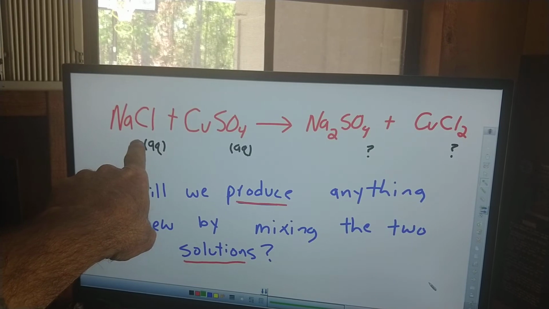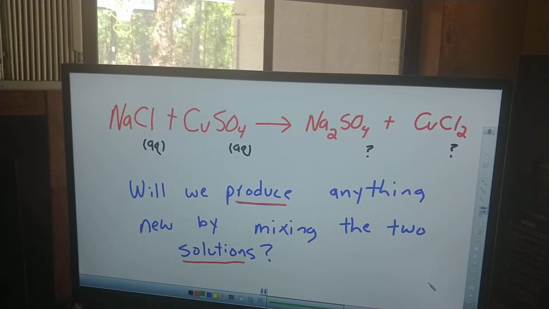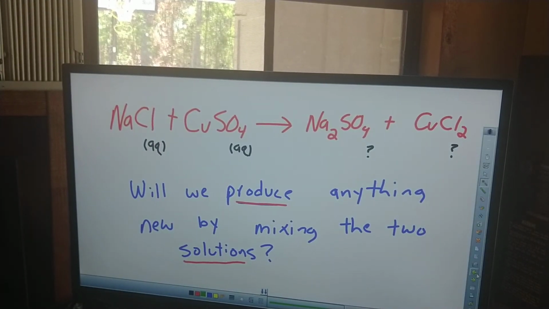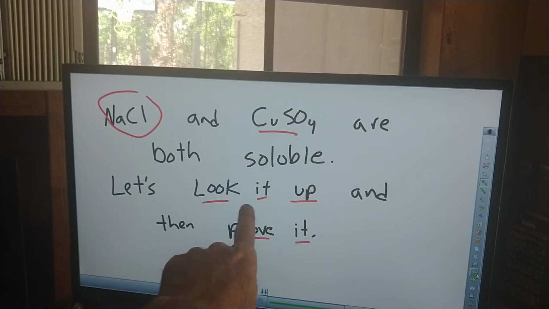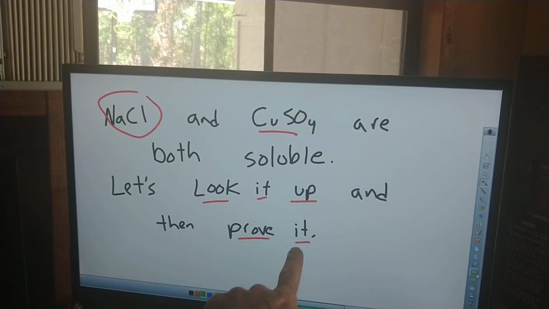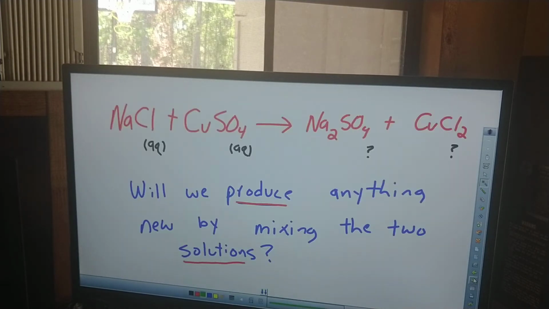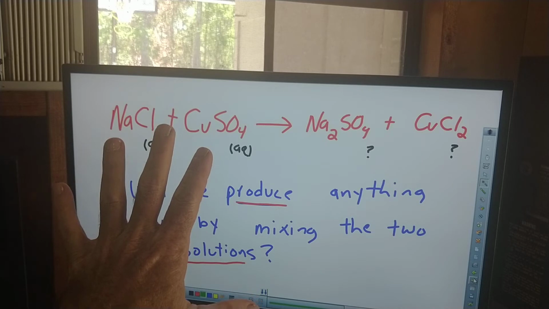We learned that sodium chloride and copper 2 sulfate are both soluble in water. And if you look back at the slide here, you'll see that we both looked that up and then we proved it in real life, right? So they're both soluble in water.